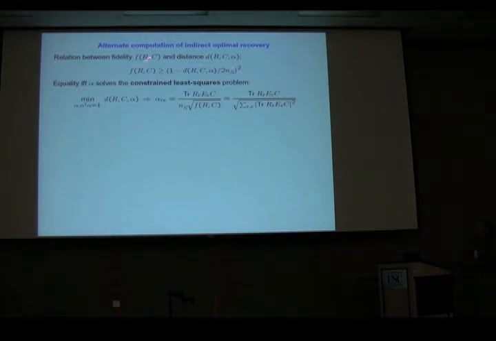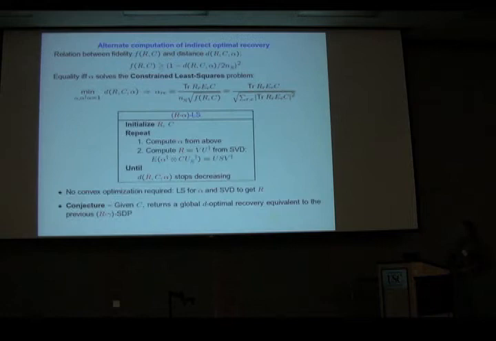So then there's a little magic that I recently discovered, which is I was curious about the relationship between this fidelity and this distance. And it turns out that you can get a lower bound, and in fact the lower bound is exact if you minimize the distance strictly over alpha. And here's the formula for alpha, and it's just another constrained least squares. So that little piece said, wait a minute, why don't we do this? We'll initialize recovery and encoding, compute alpha from this simple formula, and then just calculate R from the SVD, and repeat until the distance stops decreasing.